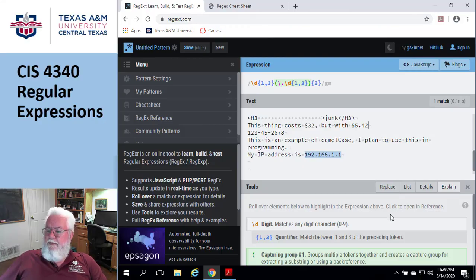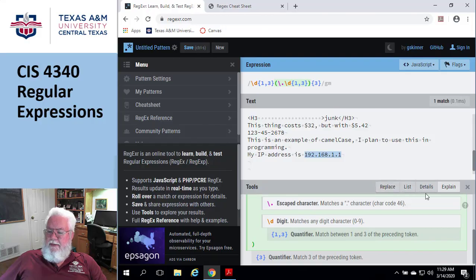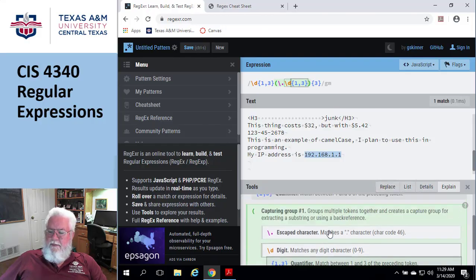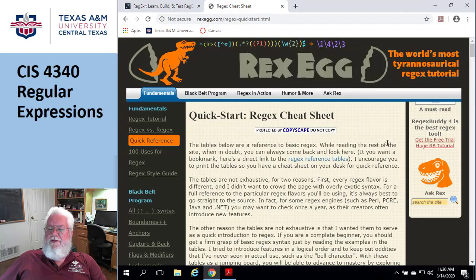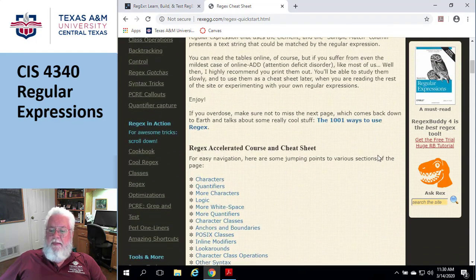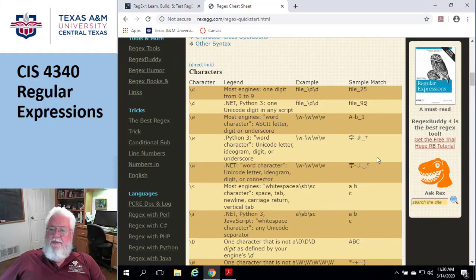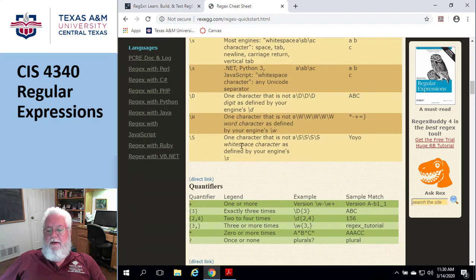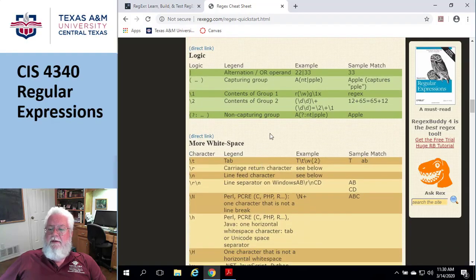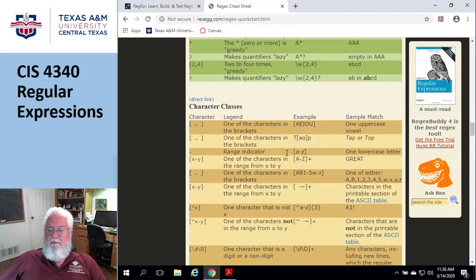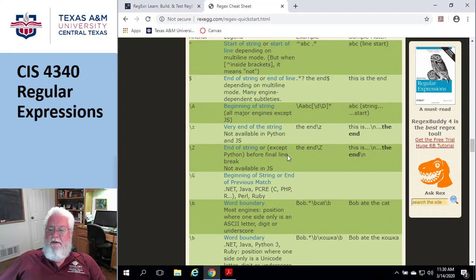When you roll down here, it'll actually explain what all these things mean, which is kind of cool. There's also one called a regegg, I know. And they have a cheat sheet, and it goes through all the stuff. They don't particularly want you to copy, but here are examples. They have what the character does, what it matches, the quantifiers, the alternation, the white space, more quantifiers, more character classes, and anchors.